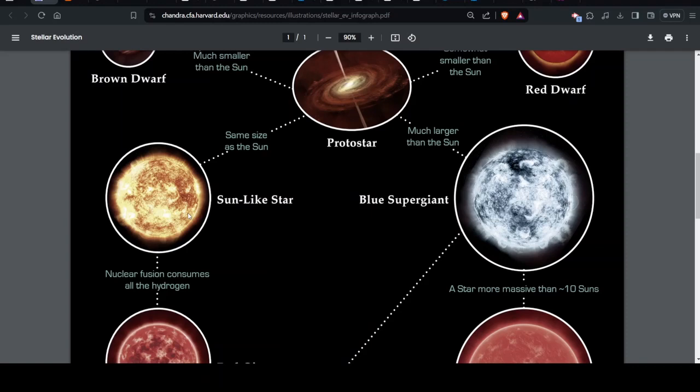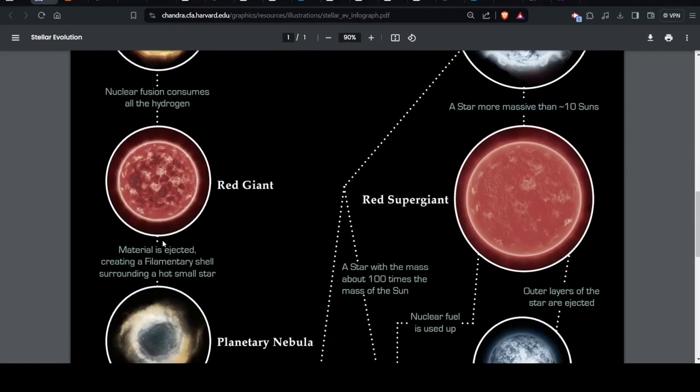So we have a sun-like star, and we'll get into the details of what happens here, but basically you are burning hydrogen in the core, and you just go through fusion, like nuclear fusion going on in the center, just like normal, no big deal. And then eventually you end up going as a red giant. Once all the nuclear fuel is used up, it expands into a red giant.